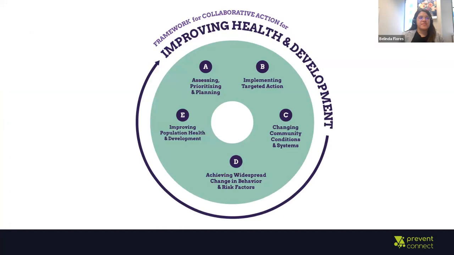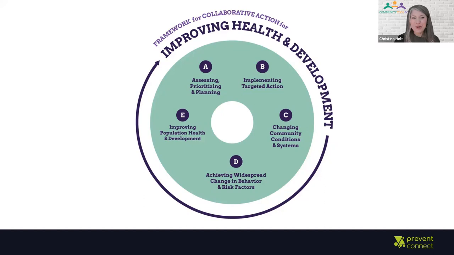Thanks, Belinda, for sharing the big goals of the comprehensive plan. I'm going to share a bit about the model or approach that we're using to undergird the work. This is the Institute of Medicine's framework for collaborative public health action for working together for community change and improvement. It gives us a lens for approaching the multi-sectoral and multi-level community change work. Community engagement and trust and relationship building is essential throughout all phases of this iterative process.